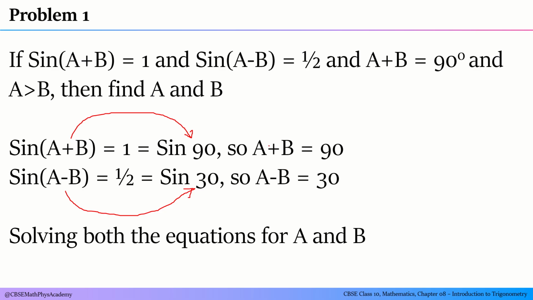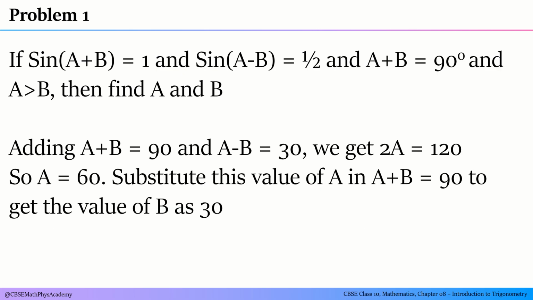So you have two equations now: a + b is equal to 90 and a - b is equal to 30. You need to solve both of them to get the values of a and b. How to solve? You simply add both the equations. When you add, the plus b and minus b get cancelled. a plus a is equal to 2a, and 90 plus 30 is 120. So the value of a is 60 degrees.